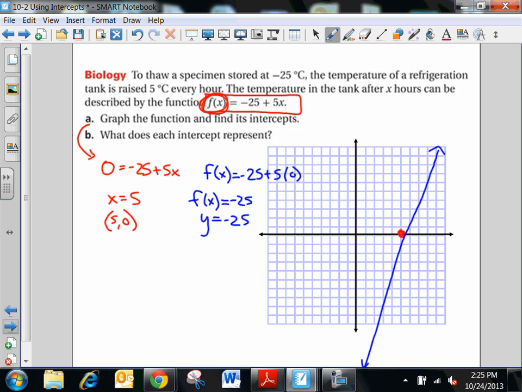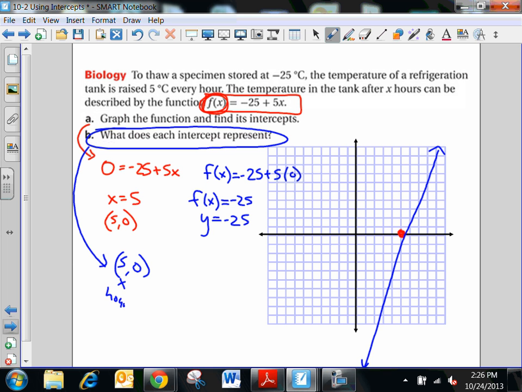What's important here is what does each intercept represent, okay? What does each intercept represent? So 5, 0, we know in this example that x represents the hours, right? X is the hours that a specimen has been stored, okay? And the f of x, or y here, is going to be the temperature, okay? Temperature, okay?